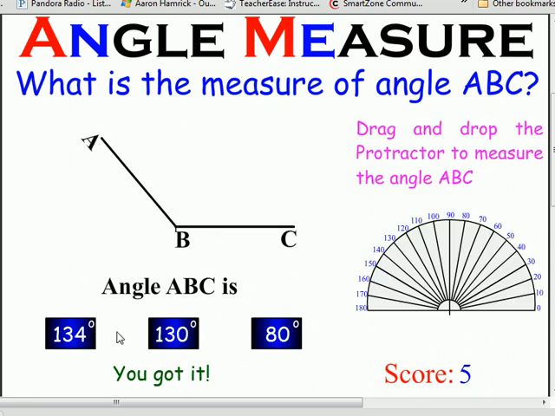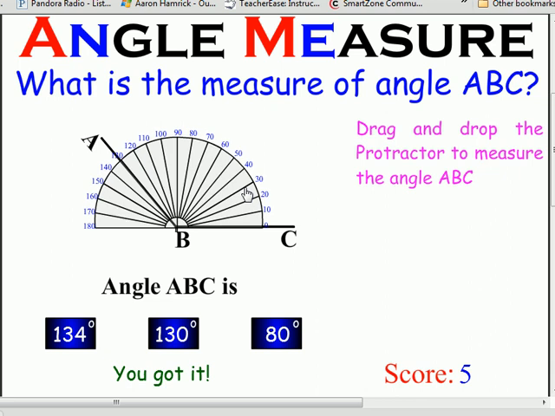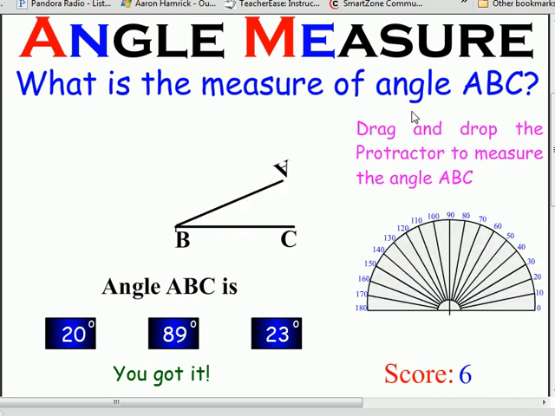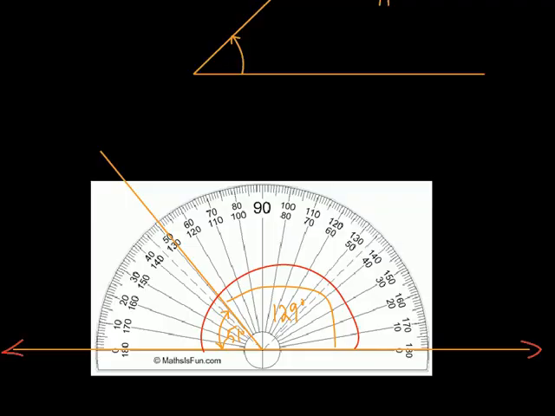What about this one? It's definitely not 80. It's probably 134 or 130. Again, it's too close to just tell. So I'm going to use my protractor, and let's put it, let's see. It looks like about right there would be a good spot to put it. And yeah, it's definitely 130. It hits it right on. 134 would be about in here somewhere. So I hit 130 and we got it. You get the idea. Let's go back to this.